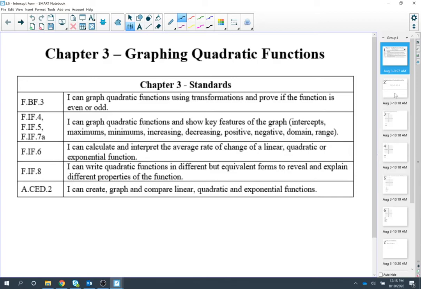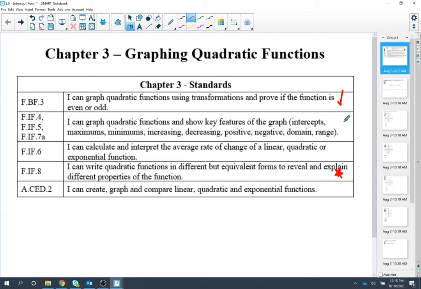Welcome back, everybody. Today we're going to be moving on to section 3.5, which is graphing in intercept form. Again, if we look at our standards list, we've done almost all of these, but the one we're hitting here is looking at the different forms of our quadratic function. We've got vertex form, which was up here. We've got standard form, and now we're going to have intercept form, and all of these different forms tell us different things about our functions.